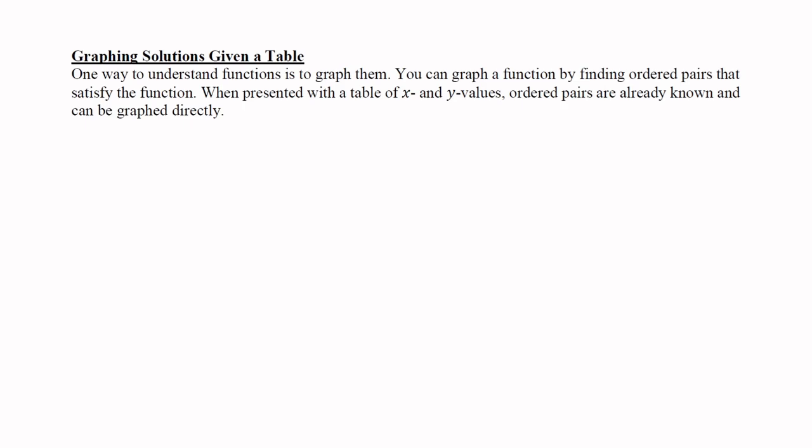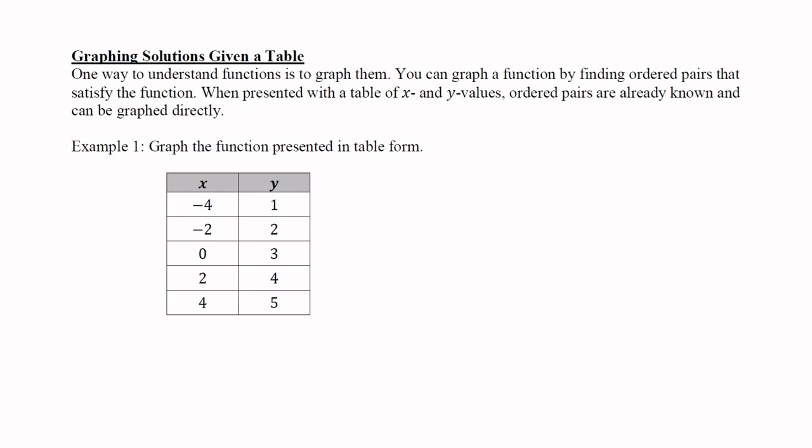One way to understand functions is to graph them. You can graph a function by finding ordered pairs that satisfy the function. When presented with a table of x and y values, ordered pairs are already known and can be graphed directly. So here is a function presented in table form.